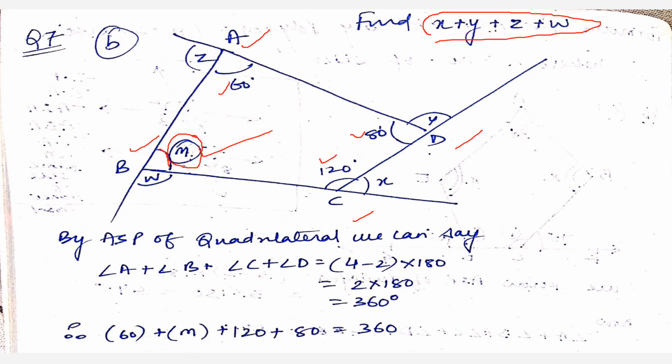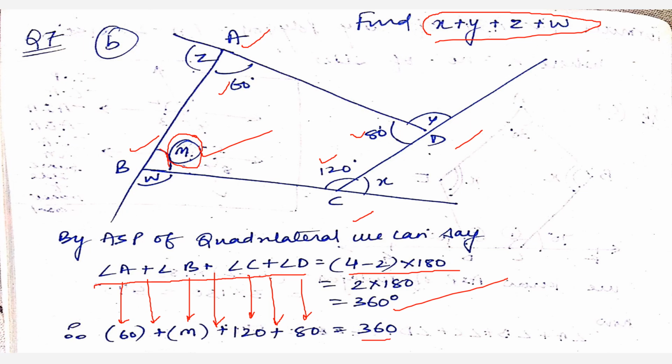360 degrees by the same formula, that is (n minus 2) into 180. See here, I have written the angle sum property of a quadrilateral is angle A plus B plus C plus D equals (4 minus 2) into 180, that is 360 degrees. Now this will help me to find the value of angle M. See here, A is 60 degrees, then plus sign. Angle B is M, then plus sign. C is 120, plus sign, and D is 80 degrees. So what I have done is nothing else, just I have put the values of variables. Okay, and that is equal to 360 degrees.